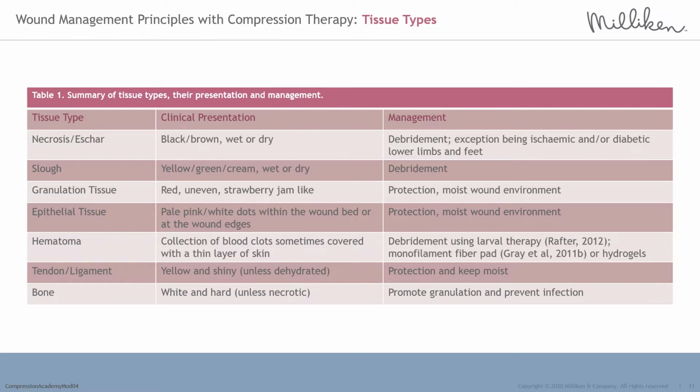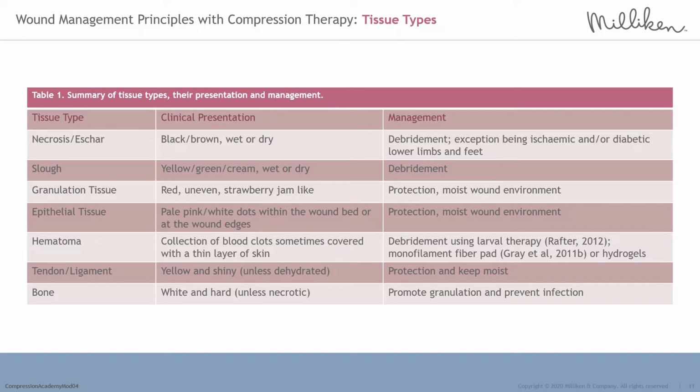The following tissue type descriptors, clinical presentation, and recommended management is published in the World Union of Wound Healing Societies document. Necrosis or eschar usually presents as black or brown. It can be wet or dry. The management strategy is that of debridement, with the exception of ischemic and or diabetic lower limbs and feet, due to decreased blood flow, minimal tissue being present over bone, and the ability to effectively renew tissue. The aim is to remove devitalized tissue, reduce the risk of infection, and allow cell renewal to occur.